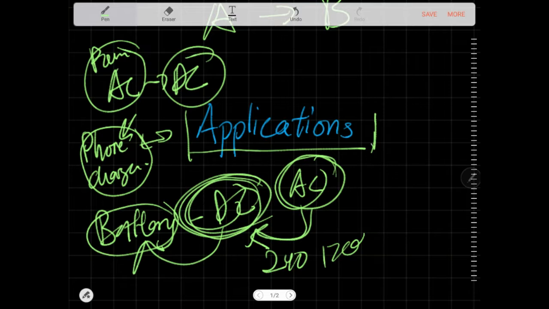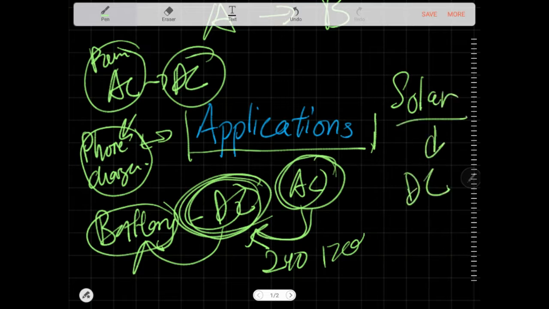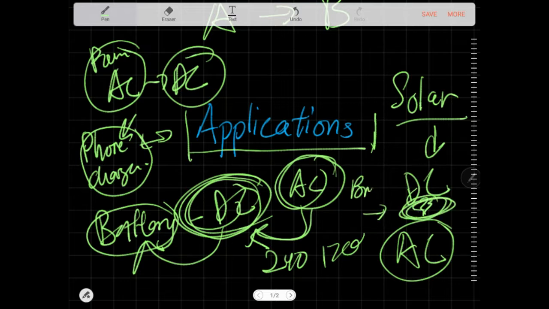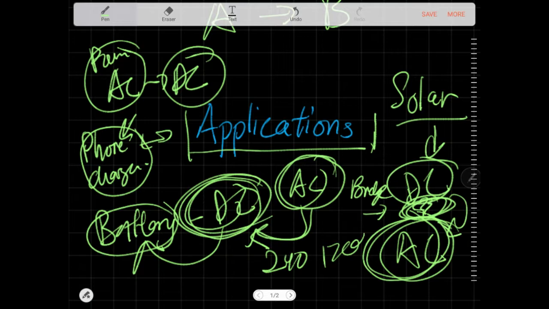Number two is, let's say, solar. I want to stick with something that's more mainstream. Solar produces DC power. So to integrate to the grid, which is running on AC power, you need some sort of interface in the middle, a bridge, to convert from DC into AC power. That is another application of power electronics, where you're converting DC power into AC power. I'll stick with these two for now, moving on.